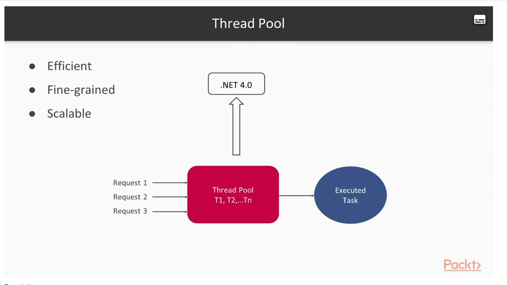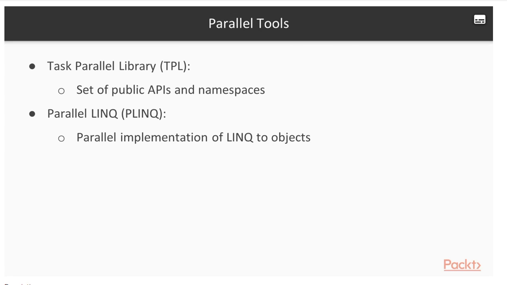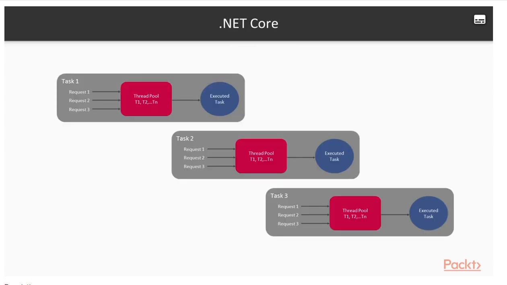or the thread pool. Main components making part of modern parallel capabilities of .NET are TPL, or Task Parallel Library, which provides a set of public APIs and namespaces and has as a main purpose to make developers more productive by simplifying the process of adding parallelism and concurrency to applications. And PLINQ, or Parallel LINQ, which is a parallel implementation of LINQ to Objects that significantly improves performance in many scenarios.